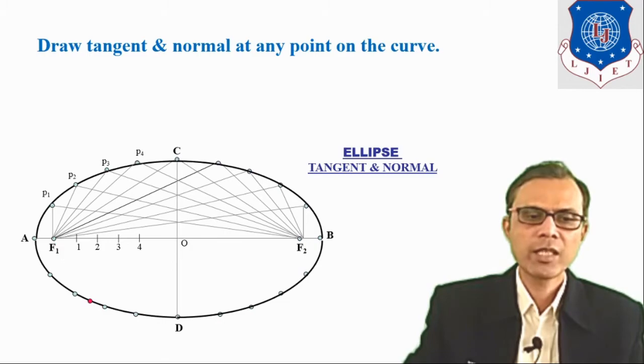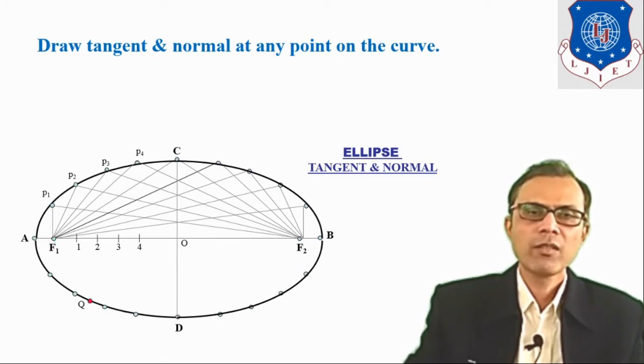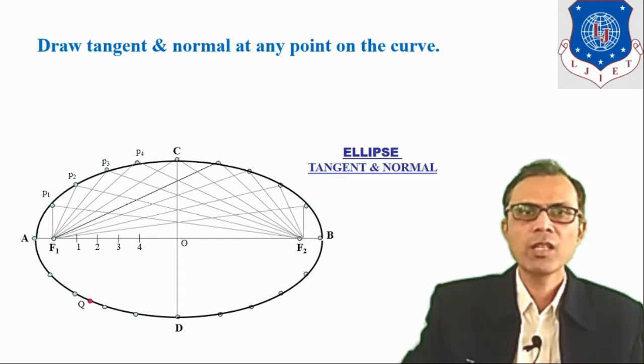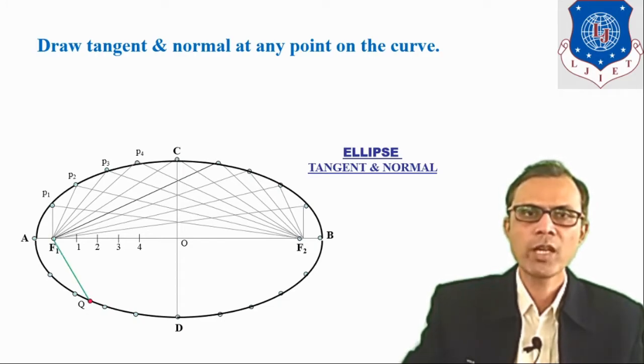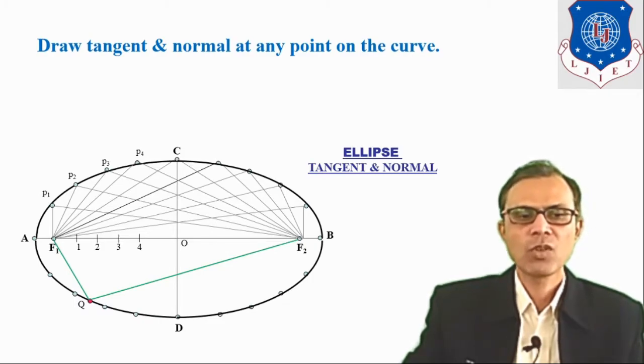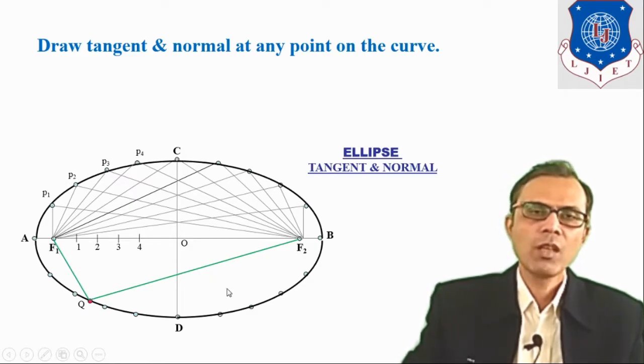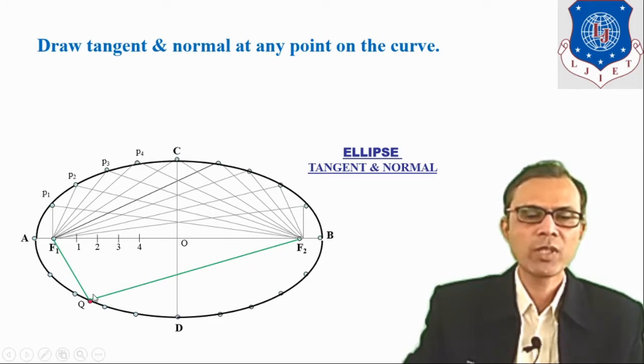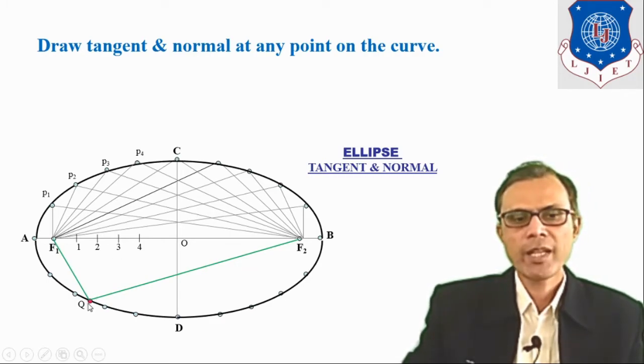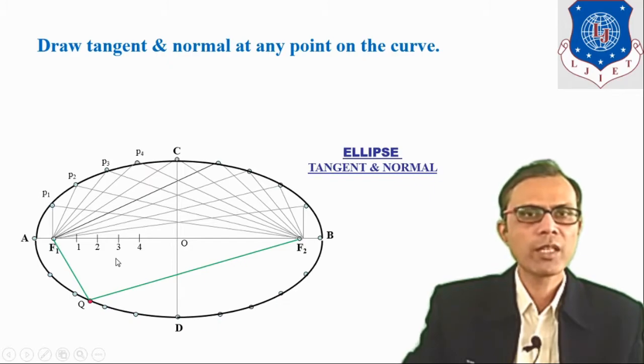Let us take this selected point as point Q. Join this Q point with the foci F1 and F2. Join Q and F1. Also join Q and F2. So here one angle is prepared, F1, Q, F2. We have to draw the bisector of this angle. The bisector of this angle is actually the normal at the given point Q.